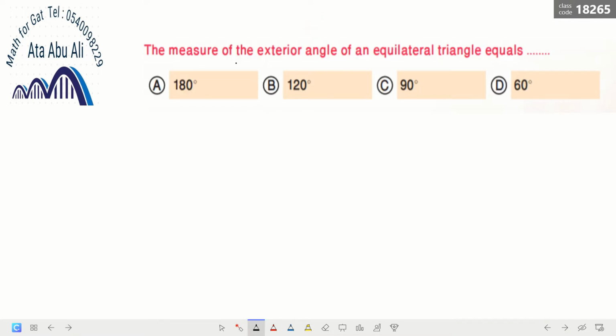Now the measure of the exterior angle of an equilateral triangle is equal to, as we know, if we have the equilateral triangle, that means all sides are equal. If all sides are equal, all angles are also equal. The sum of the 3 angles is equal to 180, so each angle is equal to 60. Here 60, here 60, and here 60.